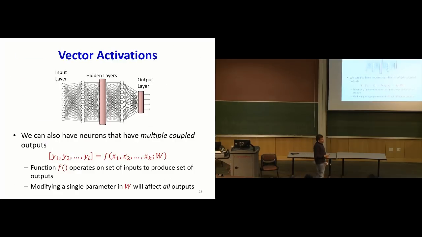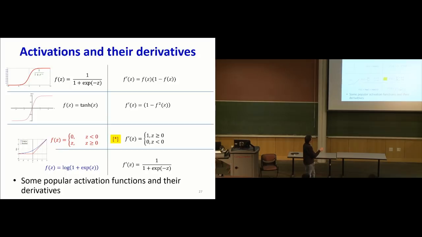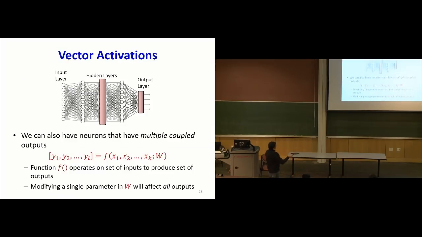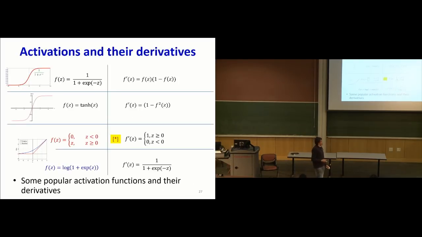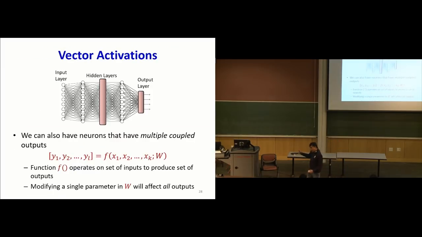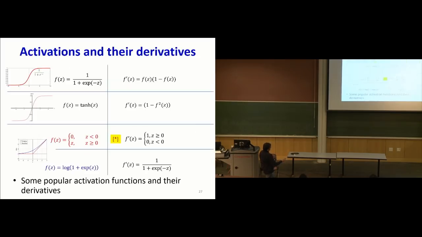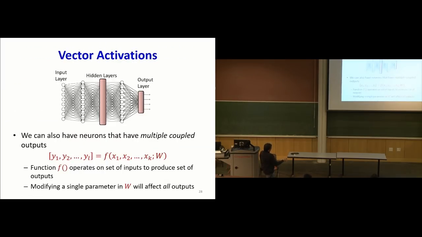Now, all of these activations assume that there's a single input z and a single output y, which is a function of z. But you can have situations where you have a function which operates on a combination of inputs and produces a combination of outputs. I will call these vector activations, as opposed to these, which I will call scalar activations. So in a vector activation, the input is a vector, the output is a vector. Every one of these x's potentially affects every one of these y's.